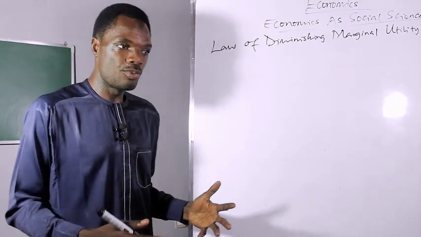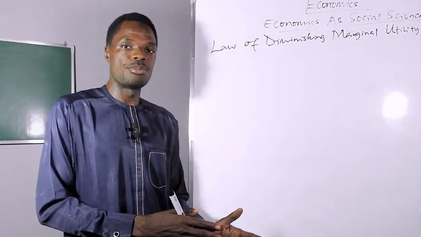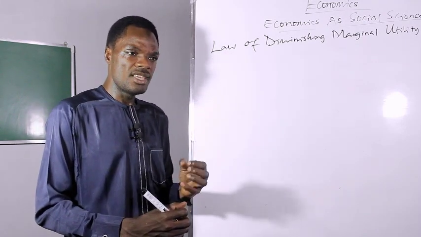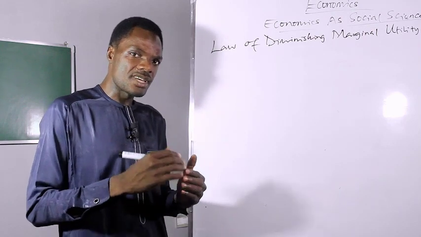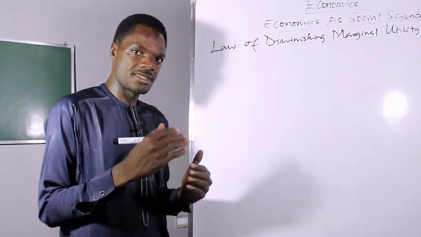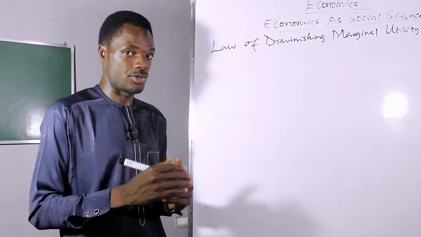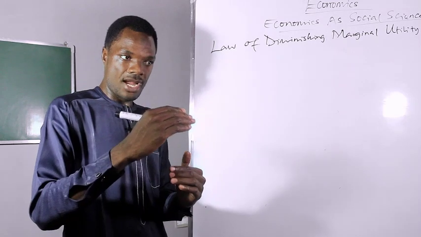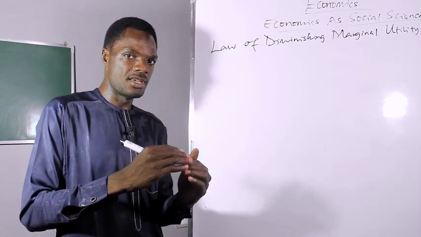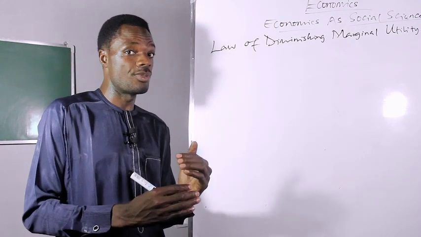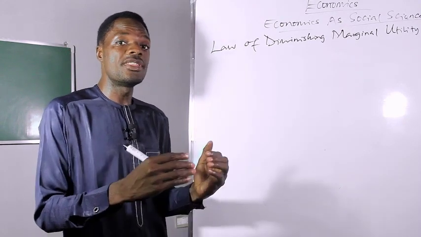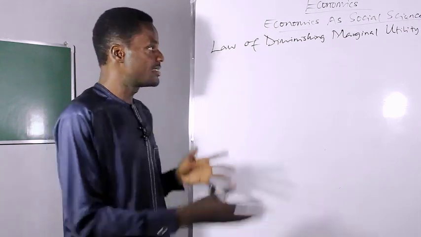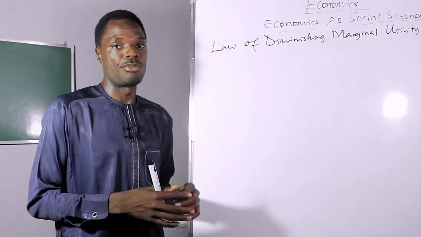What do we mean by this? For example, you have a bottle of beverage and you are thirsty. You need to drink it. Now, as you take it for the first time, the level of satisfaction you derive from the first sip will be very high. As you continue to drink it, you can measure your level of satisfaction. It will be decreasing because you are consuming more, up to the level when you no longer feel like drinking that beverage. So that is the meaning of the law of diminishing marginal utility.